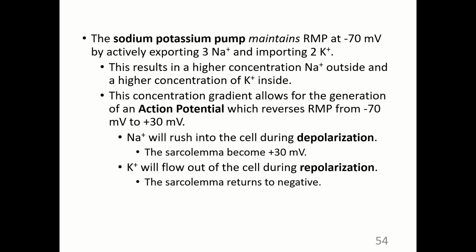During this process, sodium ions will rush into the cell during depolarization. The sarcolemma, neurolemma, or plasma membrane of the neuron, will become positive 30 millivolts. Potassium will flow out of the cell during repolarization, and the neurolemma will return to its negative value.